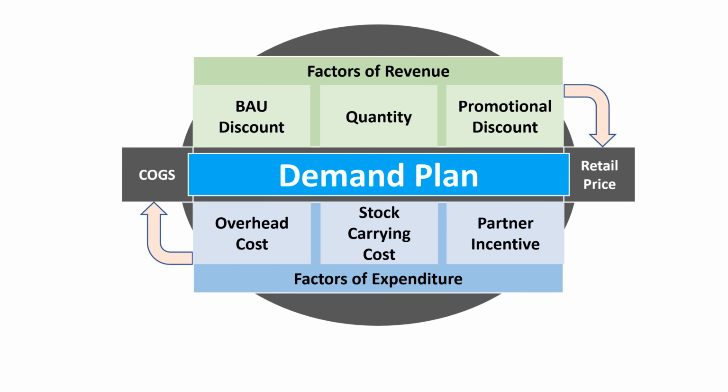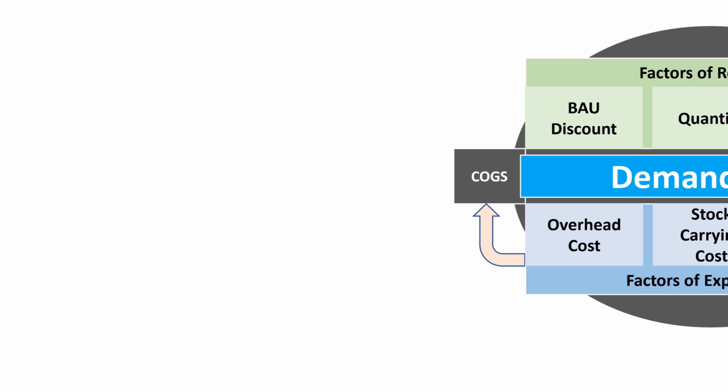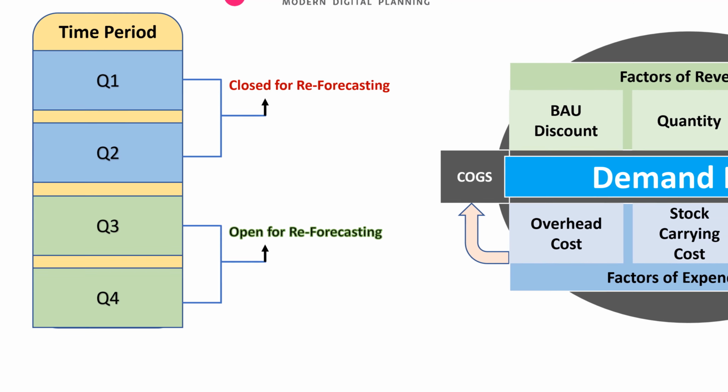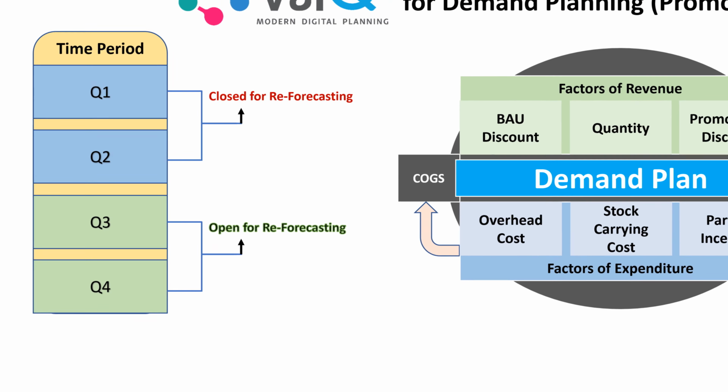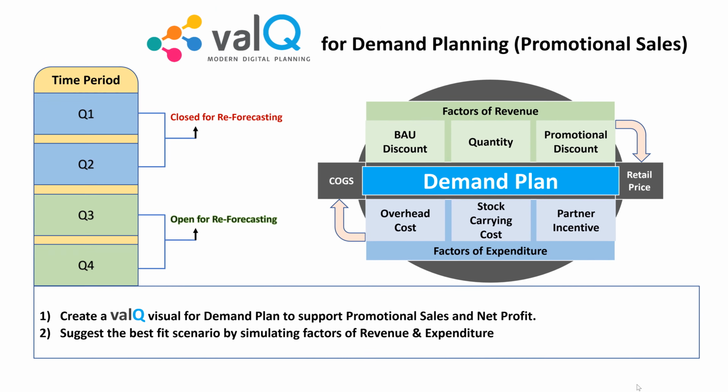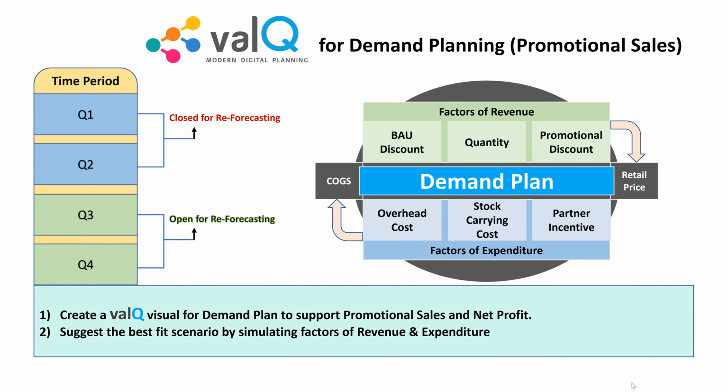We have a case study to showcase. In this case study, the time period will be in quarters and the first 2 quarters are closed for reforecasting. Now we enter quarter 3 and we are going to plan our demand for promotional sales because this is the period of promotional sales. So we create a value visual for demand plan to support promotional sales and net profit, and also suggest the best fit scenario by simulating factors of revenue and expenses.